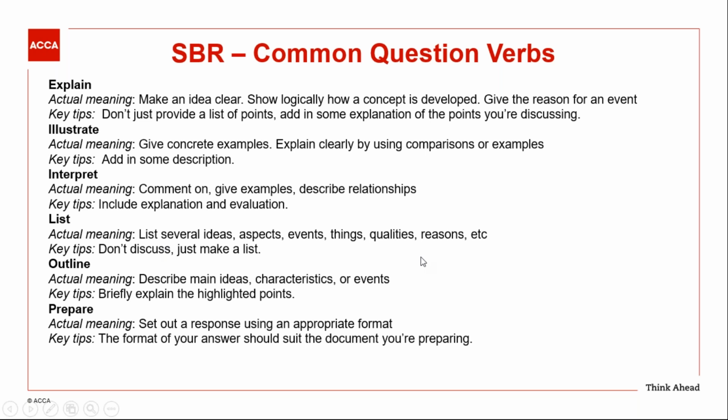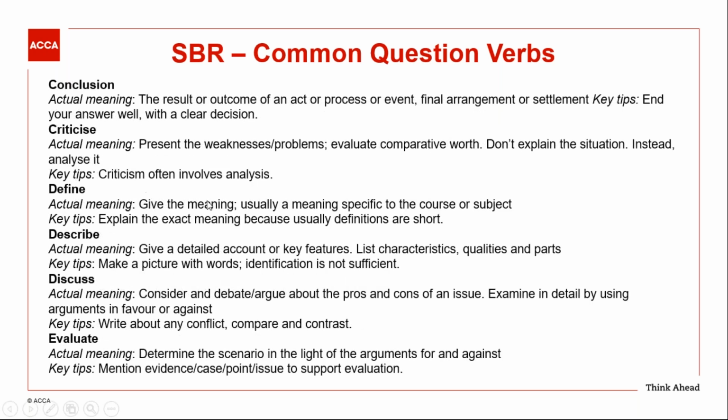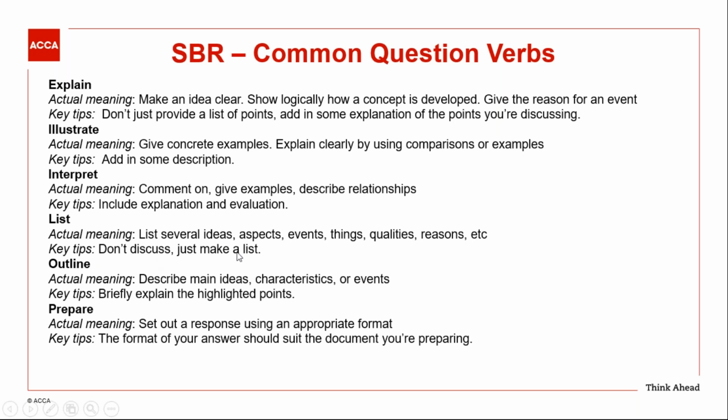List means you have to list down all the items, all the things, all the qualities, or the reasons you are making. So you're not supposed to discuss it, just make a list. Like we have mentioned over here, once it's asking you to define or describe, you must be listing out the characteristics and qualities. You are making a picture and identification, which is more than sufficient, but you're not supposed to explain it. So list means the same thing, you're not supposed to discuss it.